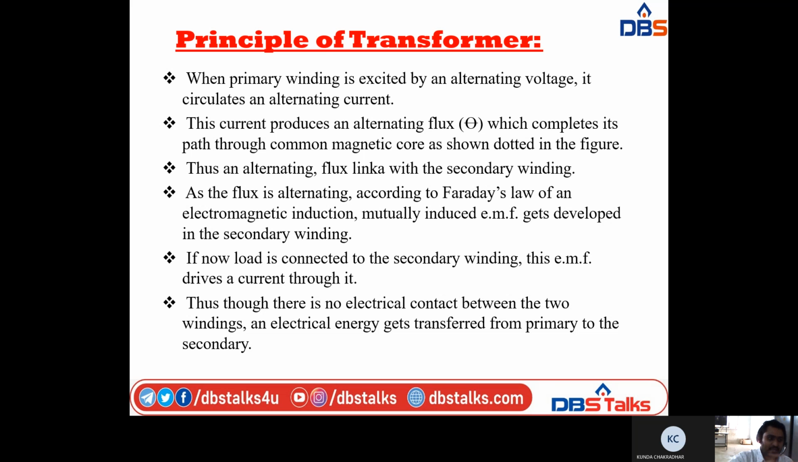Thus there is no electrical connection between the two windings. If you observe the transformer, there is no electrical connection between the two coils, that is, the two windings, primary and secondary. So electrical energy gets transferred from primary to secondary. Okay, so this is the principle of a transformer.